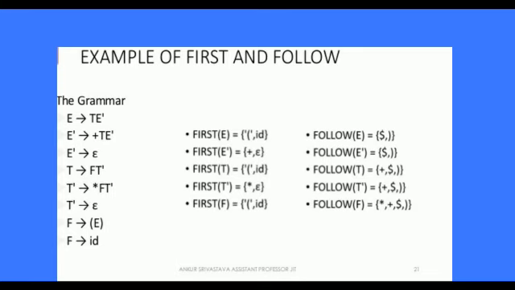The grammar is: capital E tends to capital T E dash, and E dash tends to plus capital T E dash, and E dash tends to epsilon, and capital T tends to capital F T dash, and T dash tends to star capital F T dash. T dash is epsilon. Capital F tends to capital E followed by open and closed parenthesis, and capital F tends to ID.